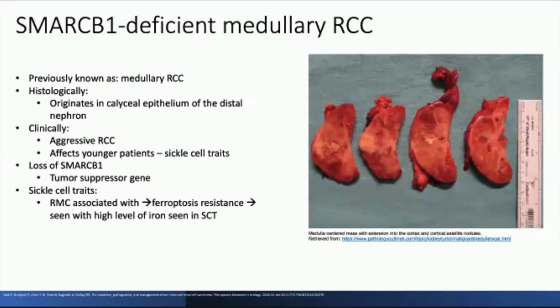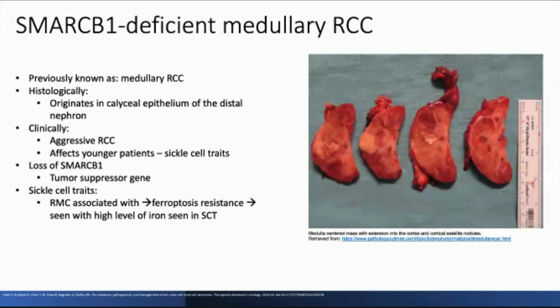Now, the SMARCB1 deficient medullary RCC was previously known as simply medullary RCC. Histologically speaking, it originates from the calyceal epithelium of the distal nephron. And the hallmark of this cancer is the loss of the SMARCB1 gene, which is a tumor suppressor gene.